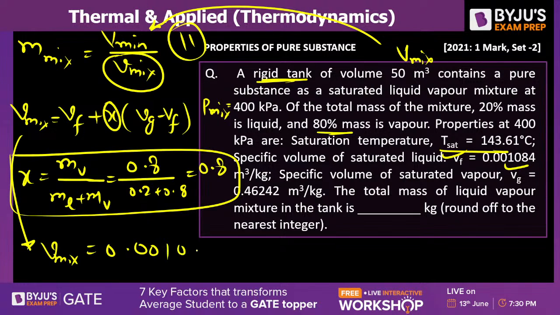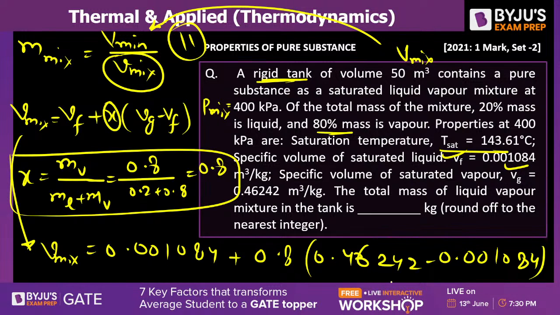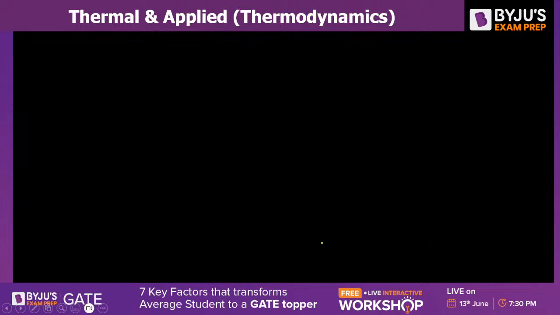0.001084 plus dryness fraction 0.8, then Vg minus Vf, 0.46242 minus 0.001084. If you calculate this, then we will get the specific volume of the mixture. The specific volume of the mixture will come out to be 0.3701 meter cube per kg. That is the specific volume, and the total volume by the specific volume of the mixture. Put in equation number 1, then we will get the mass of the mixture is 50 meter cube divided by 0.3701.